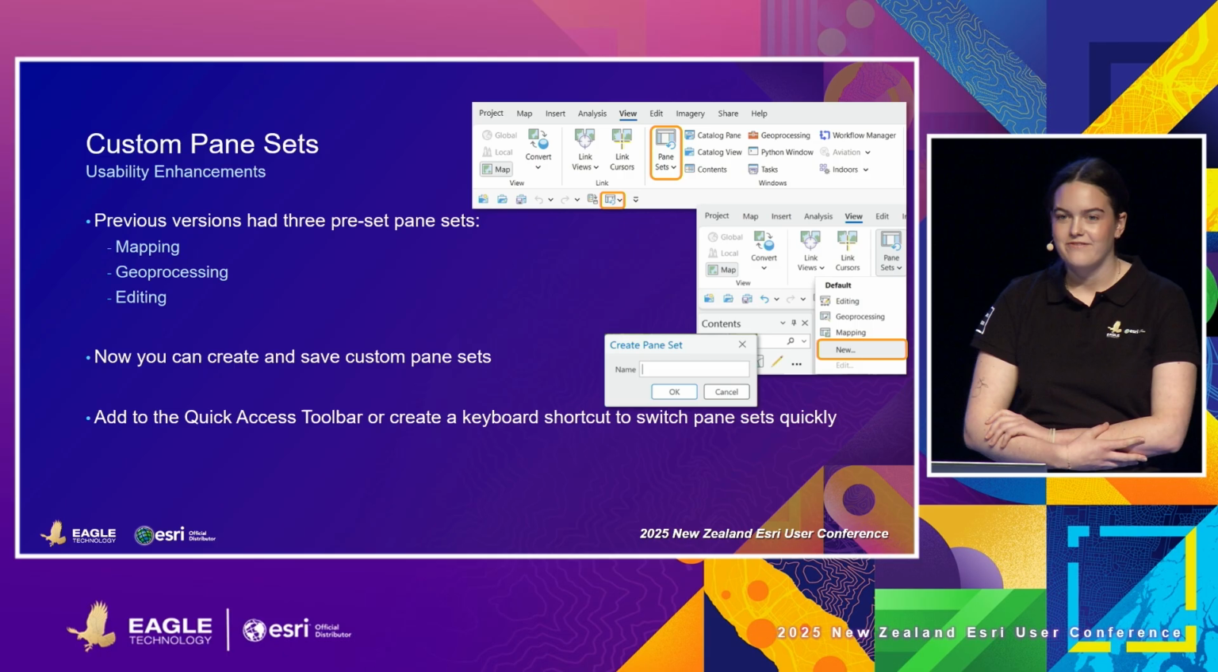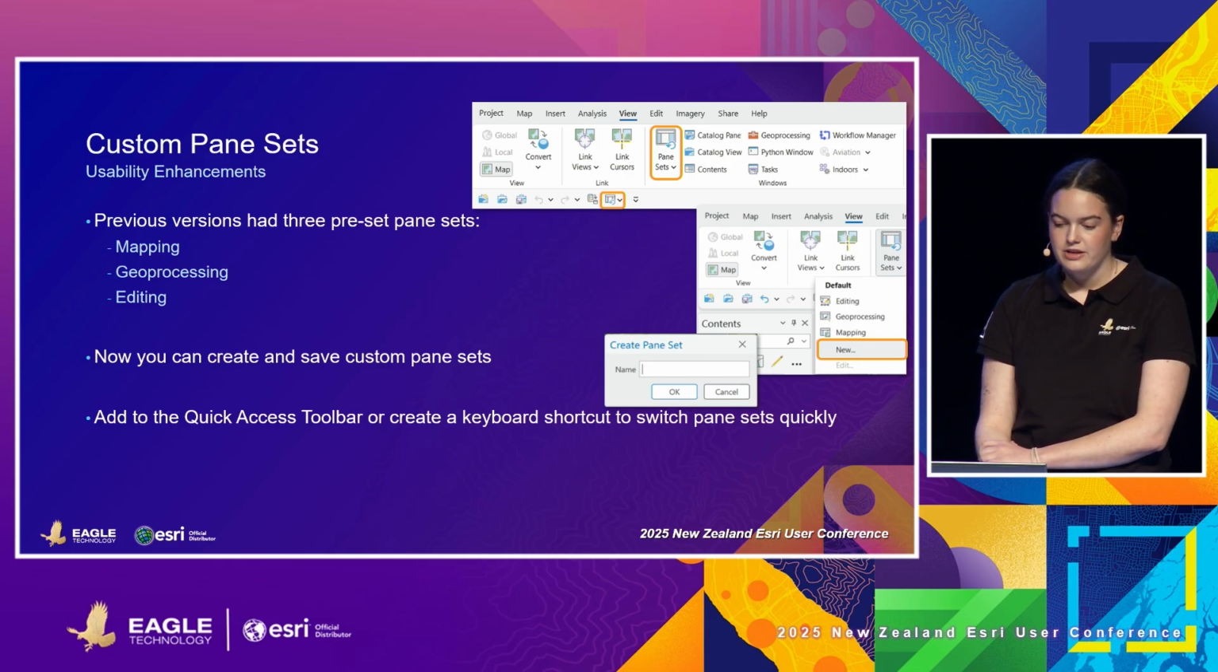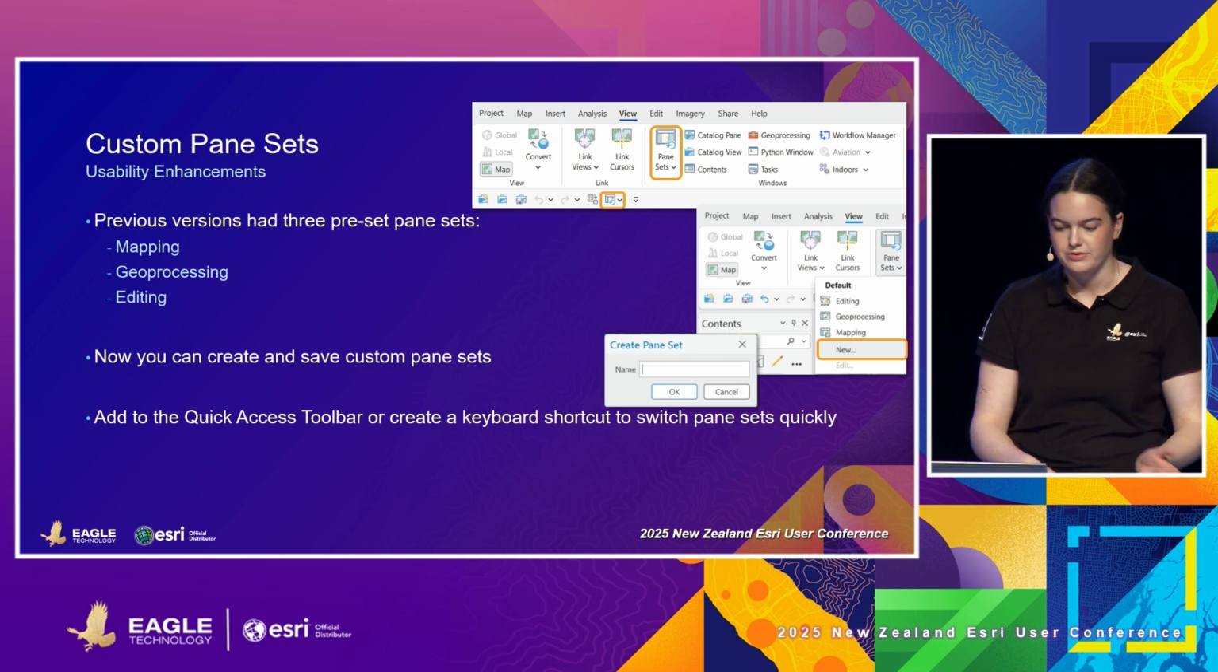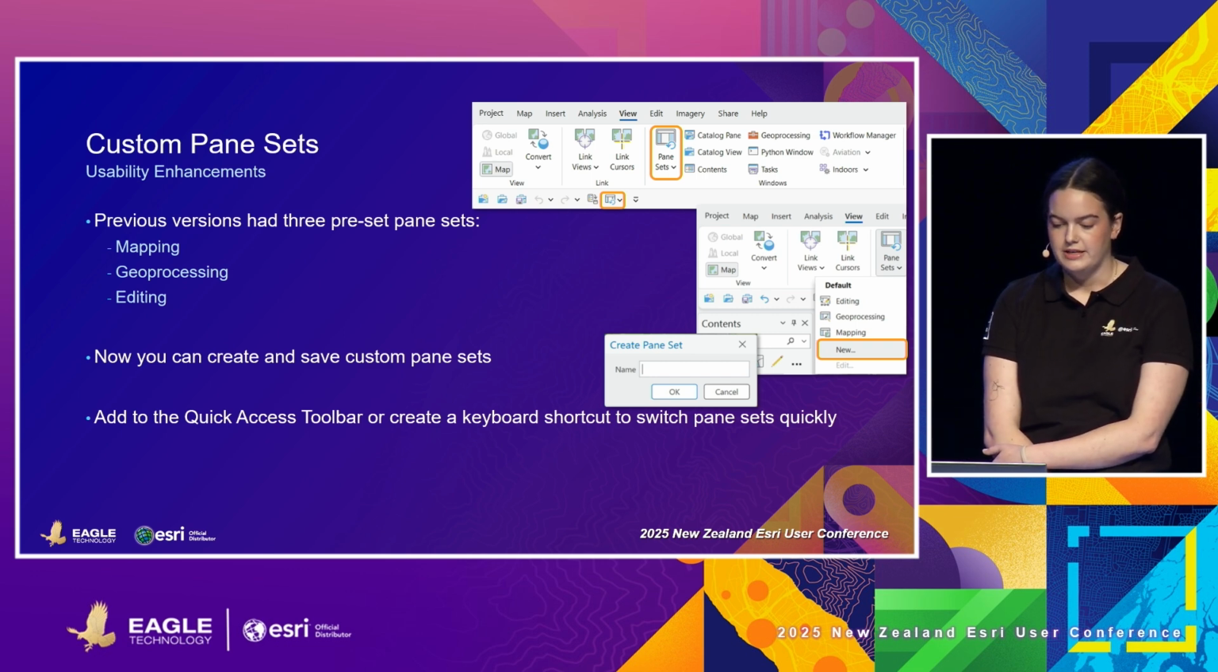Now, for those of us who get very comfortable in how we like ArcGIS Pro set up, you can now customize and save your pane sets. Along with the default options that we've got: mapping, geoprocessing, and editing, you can now create and edit your own custom panes. For example, for those of you constantly searching for new locations on a map, you could create a pane set to include the locate pane, or you could reduce clutter by removing the panes that you don't use all the time. You could assign keyboard shortcuts to these specific pane sets or add them to your quick access toolbar.